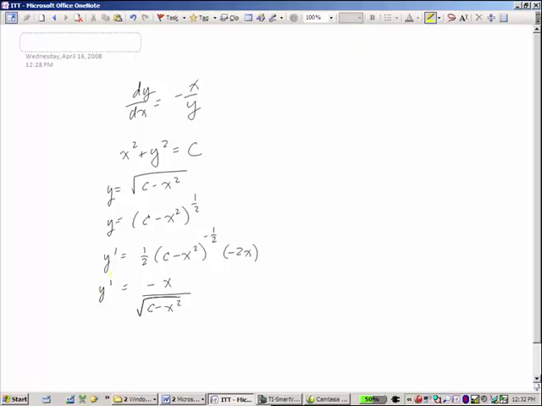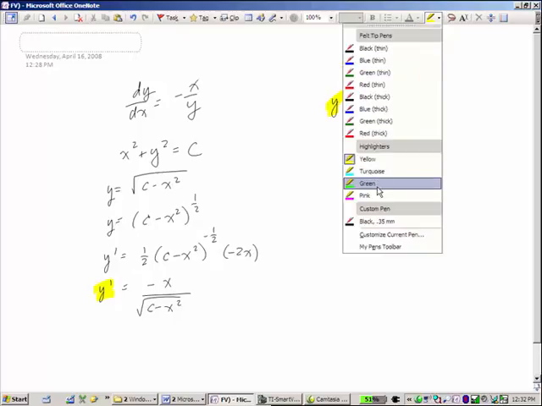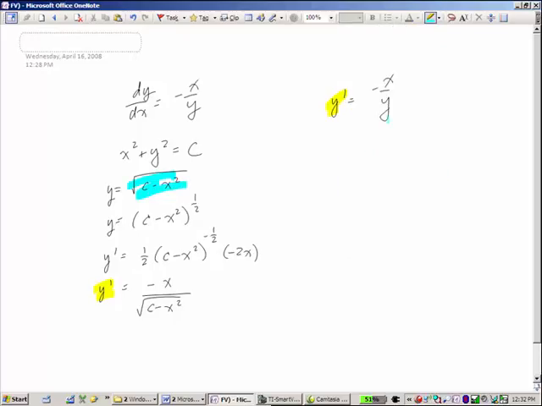All right, so I have y prime. I want to check to see that y prime is equal to negative x over y. So I have y prime, and you found for me what y equals. So I'm going to plug in and check. So negative x over square root of c minus x squared equals negative x over square root of c minus x squared. That was an easy check. That worked out really well.